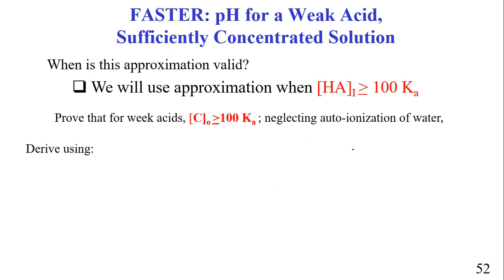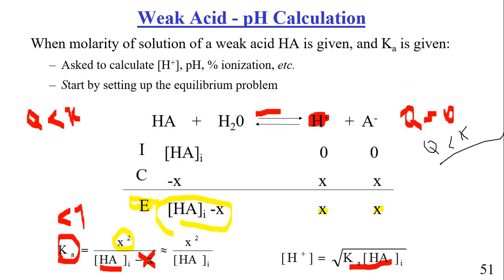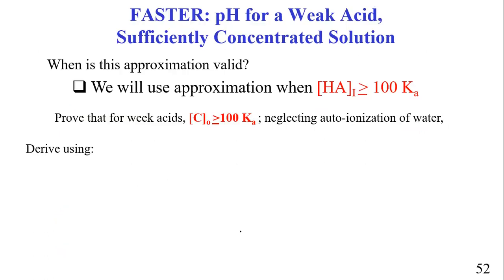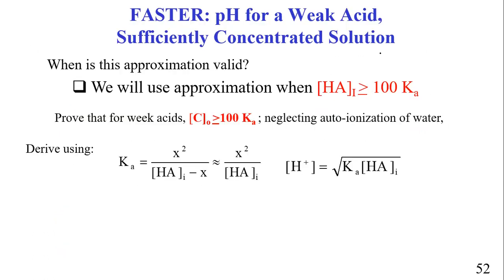Now, when is this approximation valid? When am I allowed to remove this X in the denominator? When is X negligible, in other words? It's only negligible when the HA, the initial concentration of acid, is greater than or equal to 100 Ka. So unlike the strong acid-base case, it's not a number that dictates, it's actually a relationship between initial concentration and Ka.